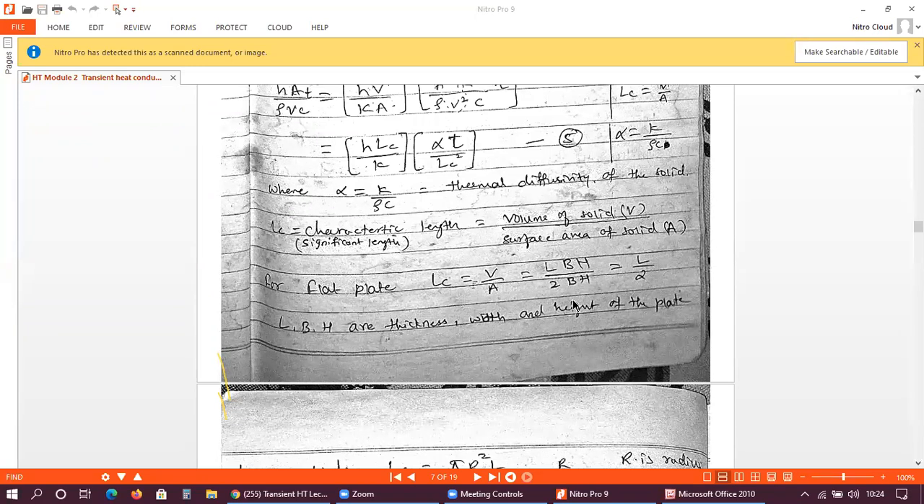If this is a flat plate, suppose your mobile is a flat plate, right? The heat transfer is taking place from the screen side as well as from the back side. So that's why here the area is multiplied by 2. Got this point?